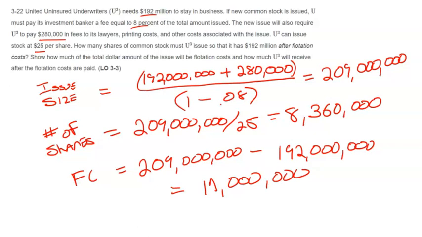And that's it. So if this was a bond and a bond was worth $1,000, we would divide the 209 million by 1,000. But the flotation cost would still be calculated exactly the same way.